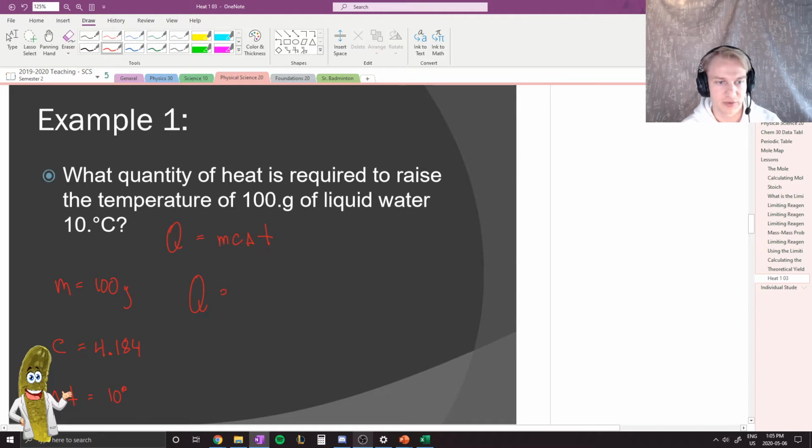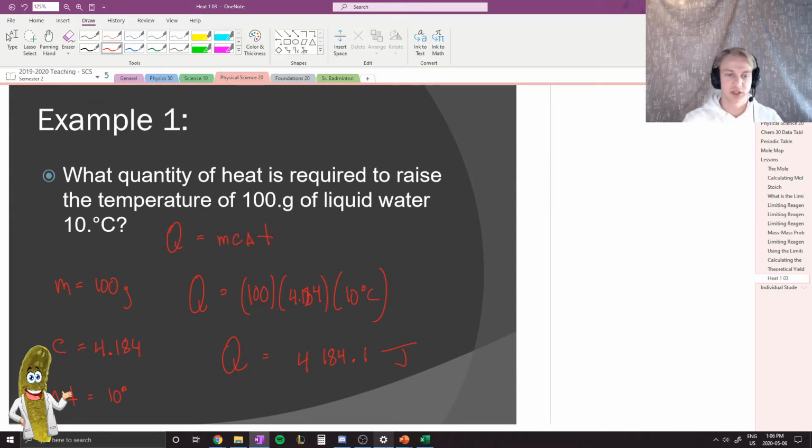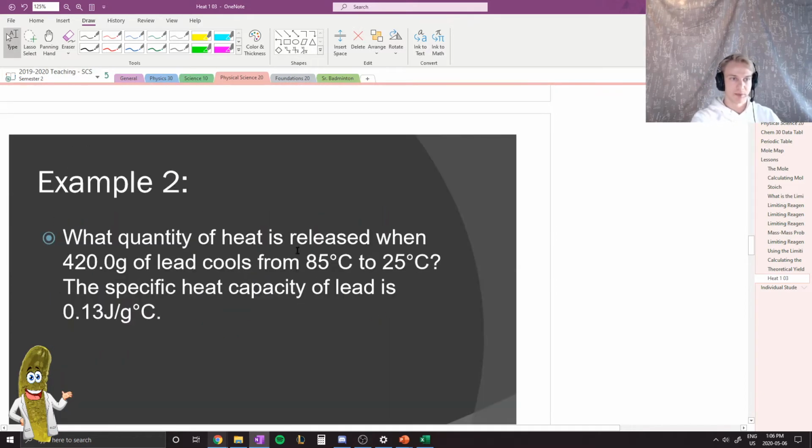So plugging a bunch of our values in here, we have Q is equal to 100 times 4.184, and then our change was 10 degrees Celsius. And so we can multiply all those values together. 4.184 times 100 times 10, and you get a Q value equal to 4,184. And we said that our units for Q were always joules. So that's the first example there.